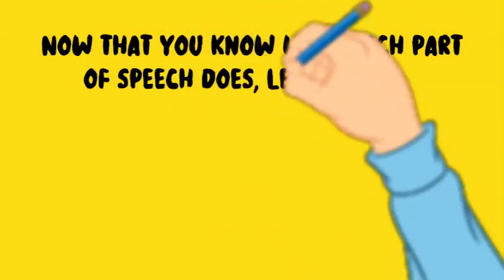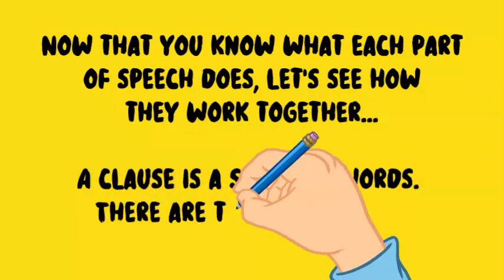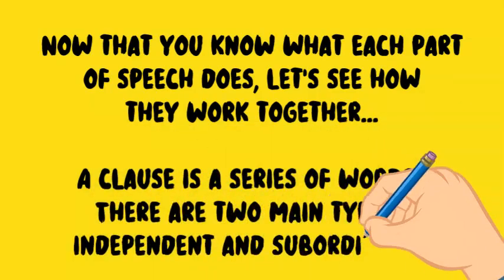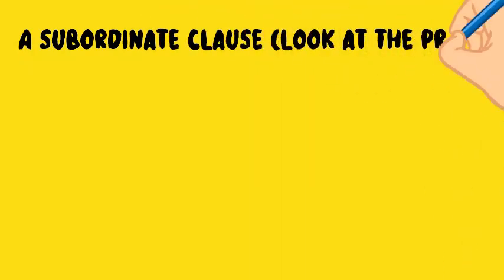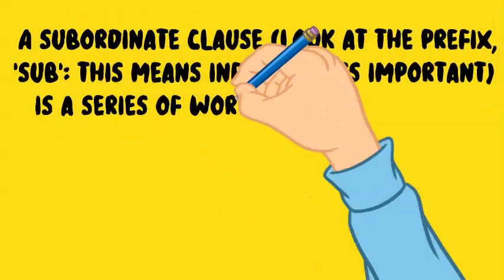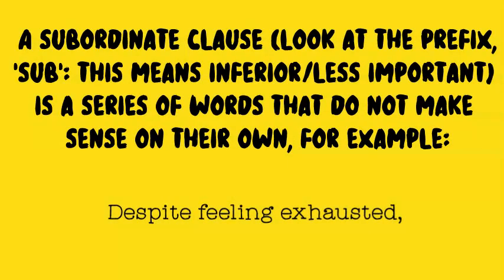A clause then is a series of words, and we've briefly touched on this earlier in the tutorial. There are two main clauses. There's an independent clause or a main clause, and there's a subordinate clause which needs the main clause in order for it to make sense. A subordinate clause is a series of words that don't make sense on their own. If we look at the prefix of the word subordinate, sub, that means inferior, less important, or dependent on something else. So a subordinate clause is dependent on a main clause for it to make sense.